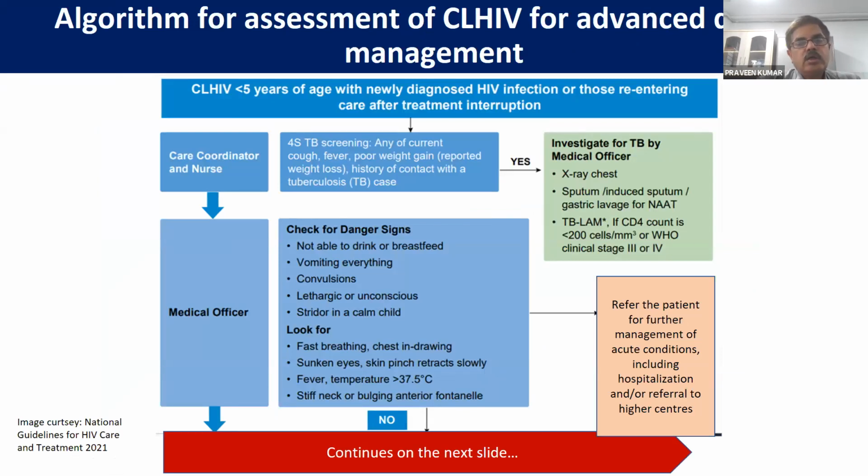So just to summarize what all we discussed, the algorithm which we are talking about: all CLHIV less than 5 years with newly diagnosed HIV infection or those re-entering care after treatment interruption, here there is a need to screen. So what are these? We have to screen for tuberculosis, and we do further assessment if the child has any of them, like if the child has cough at that particular time, history of fever, or there is poor weight gain, or there is reported weight loss, or history of contact with tuberculosis. If any of them, then we will do chest X-ray. We will also take sample for NAT, sputum or induced sputum or gastric lavage. This one is not available, so we will not be able to do that.